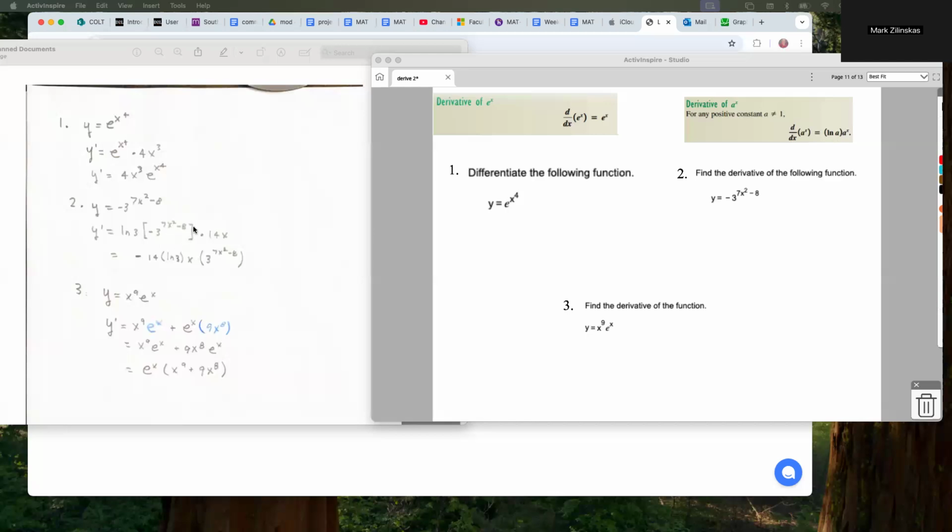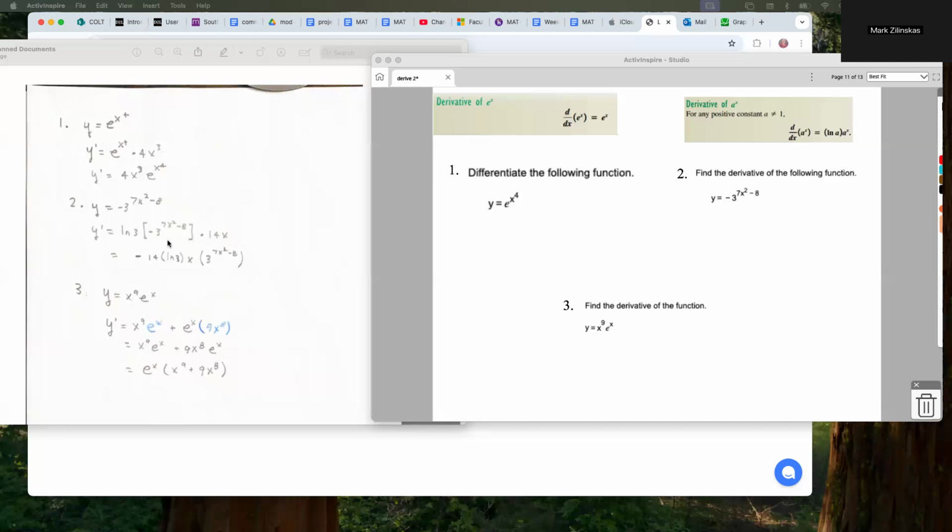And so here I go. I take that function here. I'm just writing this times a -1, and I could have put my negative out front. I multiply by the natural log of the base, which is 3. And then I multiply by the derivative of the inner function, which is this exponent. So 2 times 7 is 14. The -8 is just 0 for my derivative for that term. So I just get 14x.